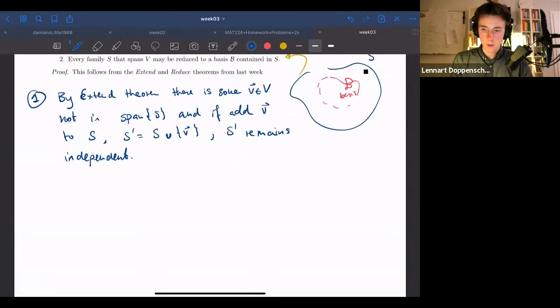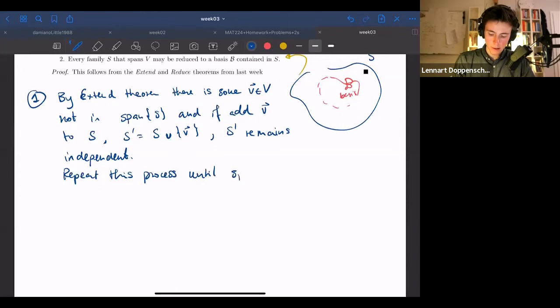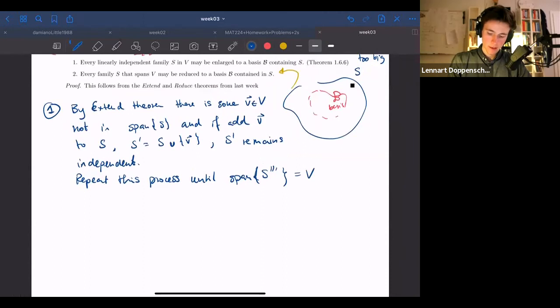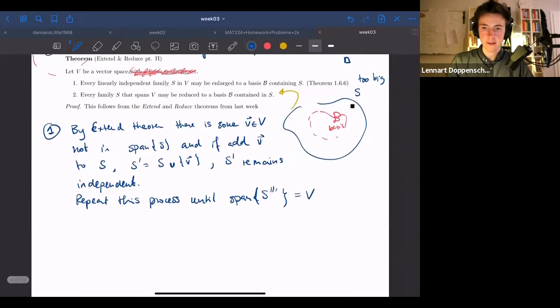So if we do this once, we have two cases. Either now it spans V because we've added something, or it doesn't. If it doesn't, we just repeat this process until the span of S prime prime, however many primes we need, is equal to V. This process only terminates if we can't find a v anymore to add. But this is fine, because if there's no such v anymore, then we're done with our iteration. Then the span is already V.